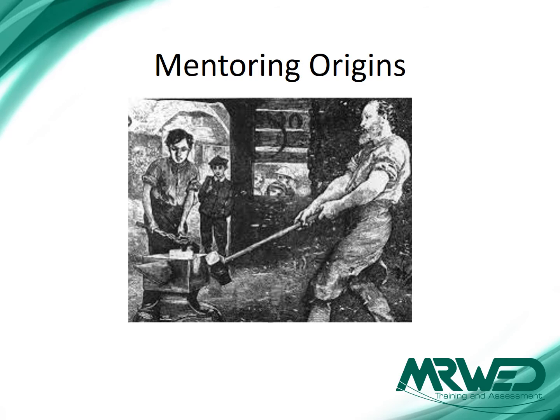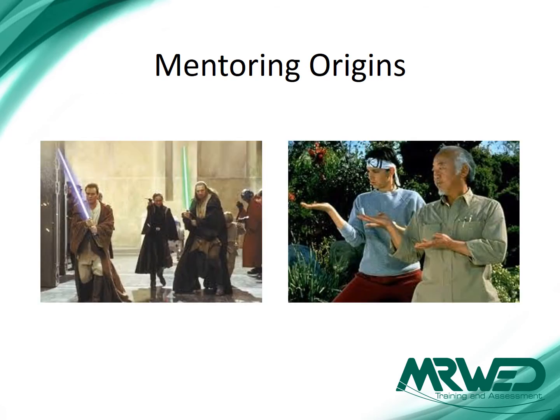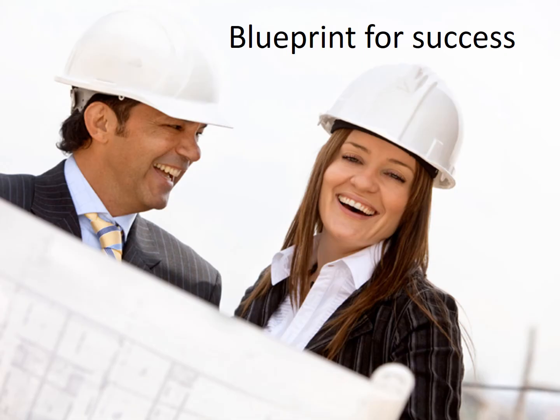If we fast forward a few thousand years, during the Middle Ages, we became quite familiar with the concept of master and apprentice, which is just another form of mentoring. And in popular culture, we are also familiar with the idea of the sage, the experienced person that's bringing their new charge through to become the next master. So how do we get this right? What's the blueprint for success?